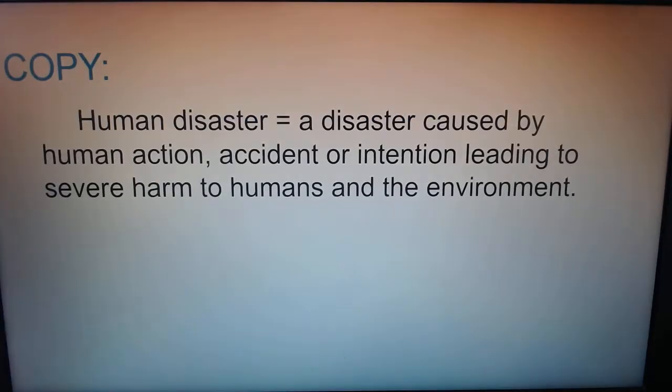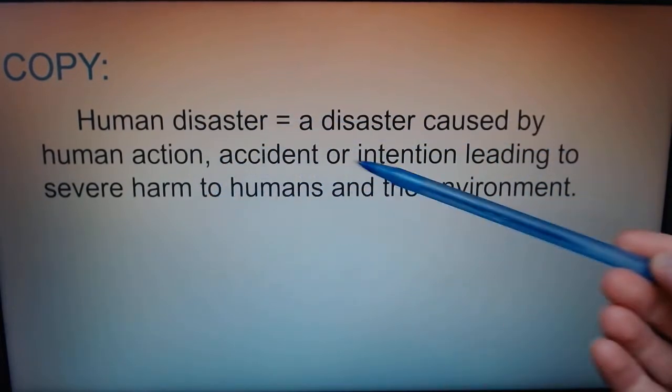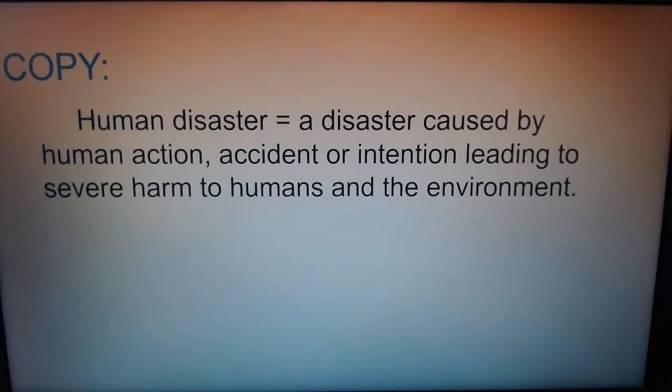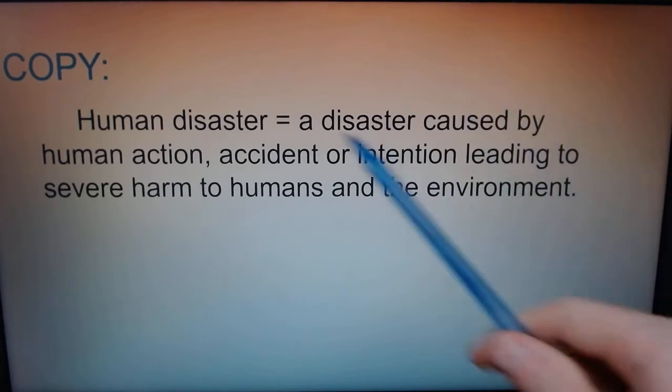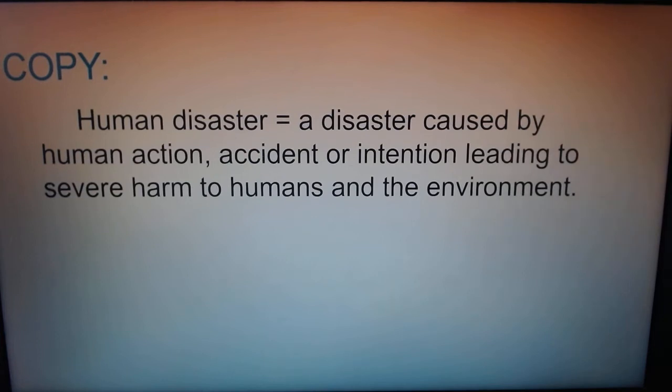Now, moving on. Next thing, skip a couple of lines in your notes. Human disaster: a disaster caused by human action, accident, or intention, leading to severe harm to humans and the environment. So this is what a human disaster is. Again, it's caused by us in some way. It might be an accident, it might be on purpose, we don't know. We're going to go very quickly through these because the natural disasters are going to be the bulk of our study for this topic, but I want to make you aware of some of these.